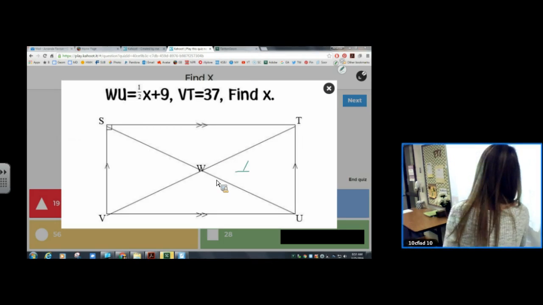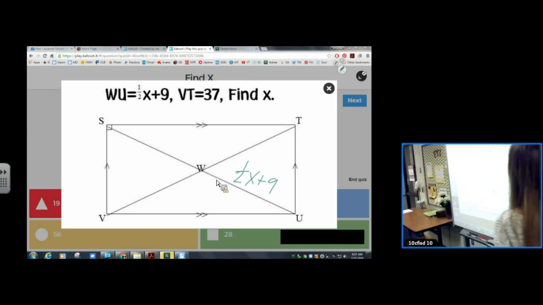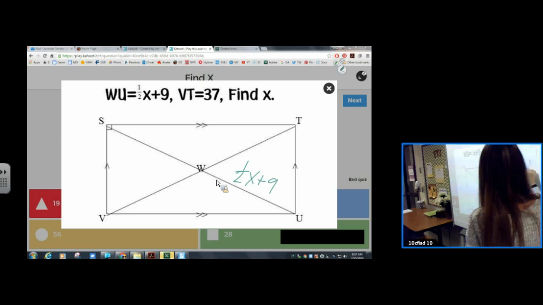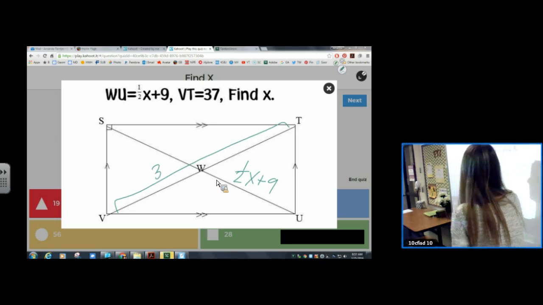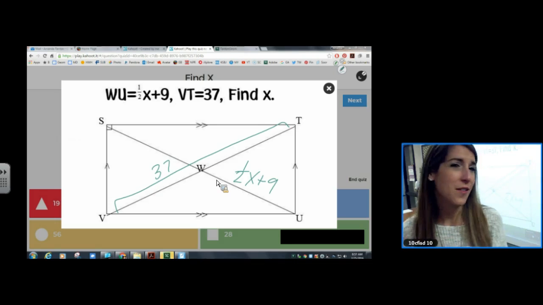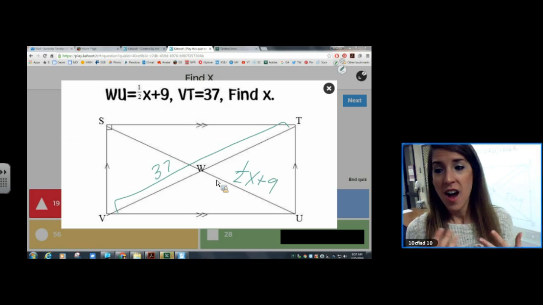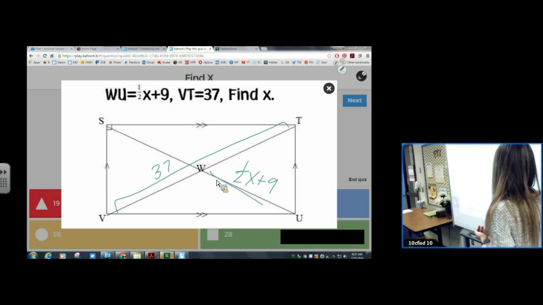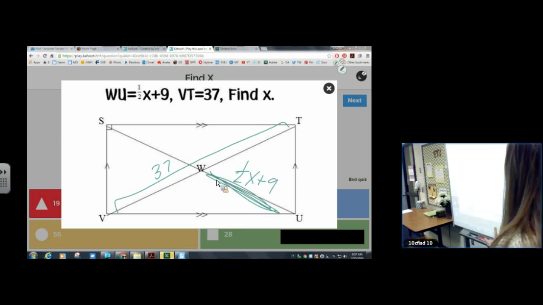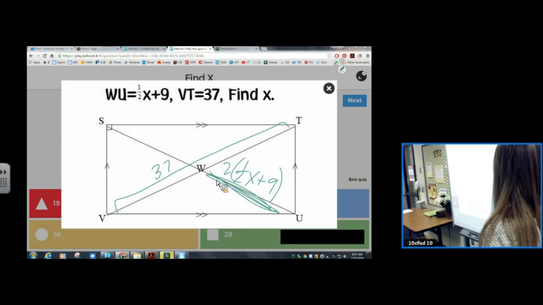WU is 1/2 x plus 9. And VT is 37. This is one of those classic ones. You're given the half and you're given the whole. So you can either double the half or you can half the whole. I don't like working with fractions, do you? So I would take this one that's a half of a diagonal and I would double it. So if I double this, that will cancel, so I'll have x plus 18.